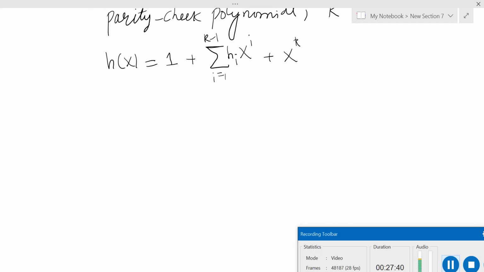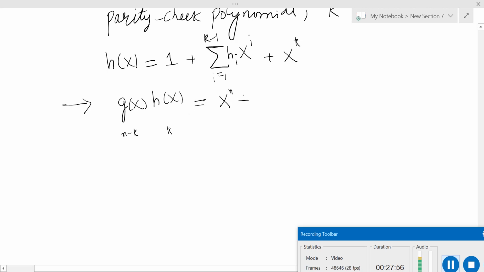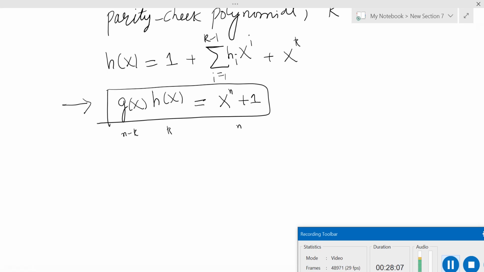I state here a fact without proof. It needs a proof from polynomial theory. The fact is, the generator polynomial has degree n minus k, the parity check polynomial has degree k, and the resulting product is actually equal to x to the power n plus 1. It has degree n. So I told you initially that x to the power n plus 1 has a very important role to play in the whole theory of cyclic codes. This is one of the reasons. The generator polynomial and parity check polynomial have such a structure that when you multiply them, you will always get x to the power n plus 1.